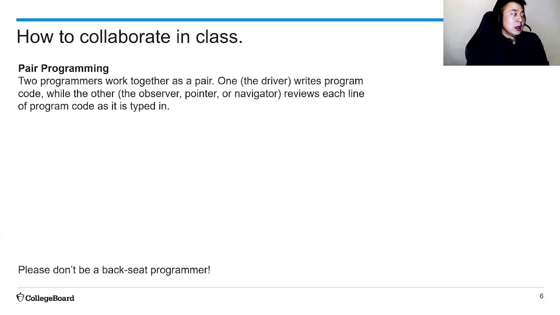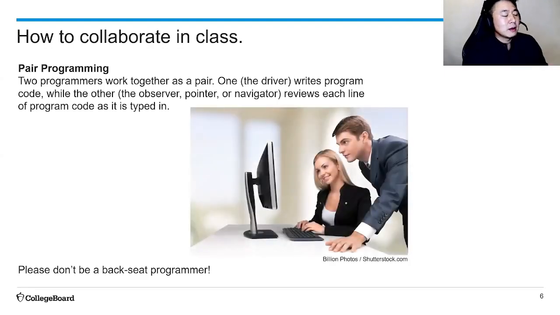Pair programming. When two programmers work together as a pair, one, the driver, writes the program, while the other, the observer, pointer, or navigator, reviews each line of program code as it's typed in. Now, for these two here, she is the driver and she's going to be typing out code, and the navigator will watch, but not be a backseat programmer.